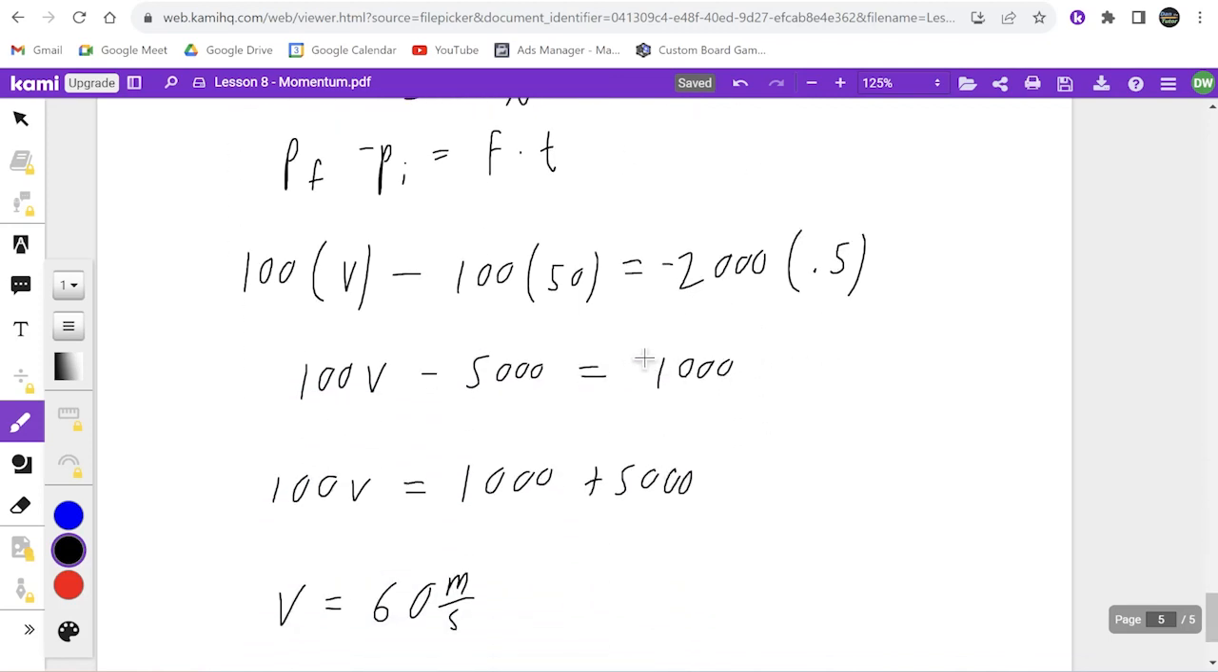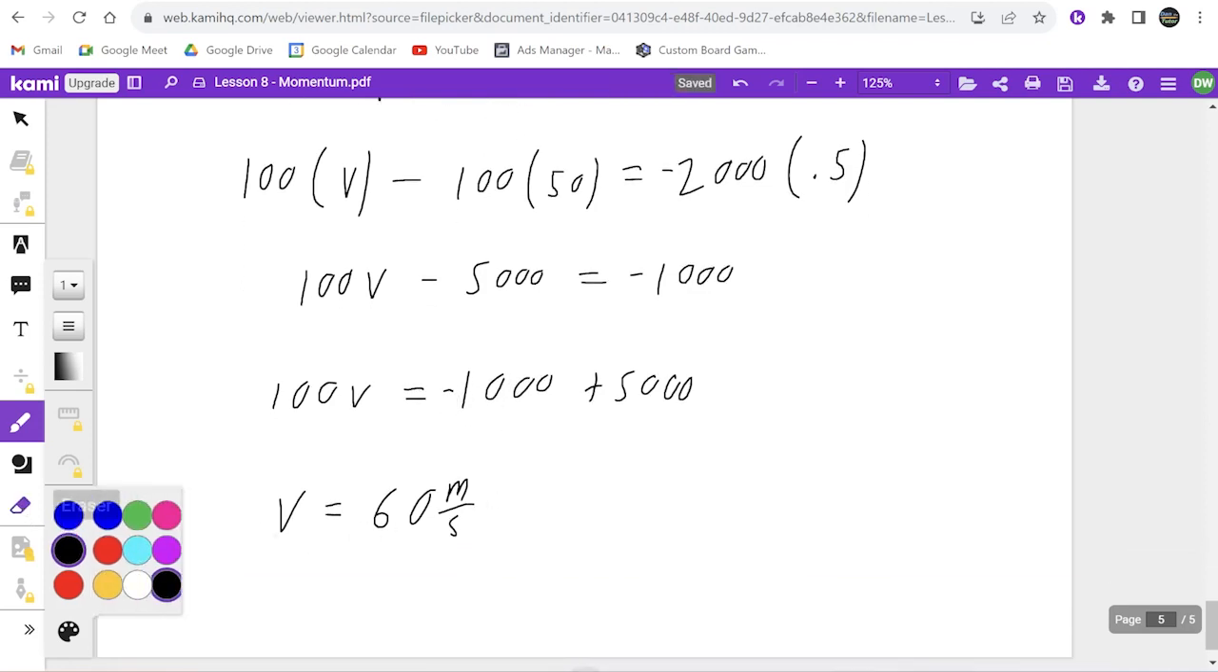So that means that you're actually going to get negative 1,000 and a negative 1,000 here. And so your final answer is actually 40 meters per second, which makes a whole lot more sense because now he's slowing down.